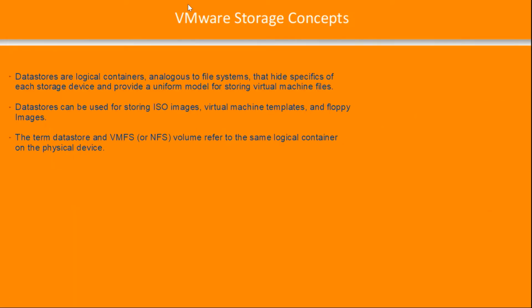Data stores are logical containers, similar to file systems, that hide specifics of the underlying technology of each storage device and provide a uniform model or container for storing virtual machine files. Data stores can be used for storing ISO images, virtual machine templates, and floppy images.